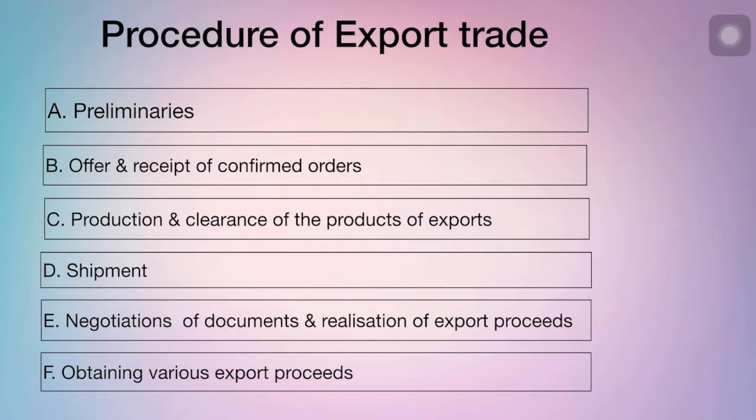Now next is the procedure of export trade. This is an important topic from the point of view of an exam, right? This chapter majorly focuses on export trade, correct? So the major 15-marker questions that you can face in this chapter are: explain the procedure of export trade, or explain the procedure of import trade. Both hold equal importance. So here we have 6 different procedures or steps in order for us to export goods from our country to any other.